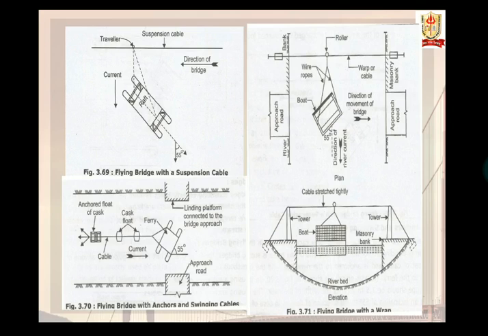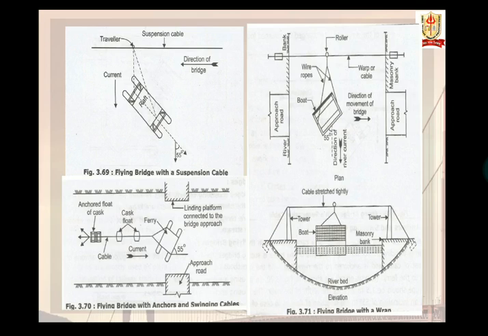The second type is by using anchors with swing cables. In this method, the flying bridge consists of a cable provided in the center of the bridge span in the direction of the river. One end of the cable is supported on a boat or float and is anchored to the river bed, and the other end is connected to the ferry, as shown in figure 3.70.